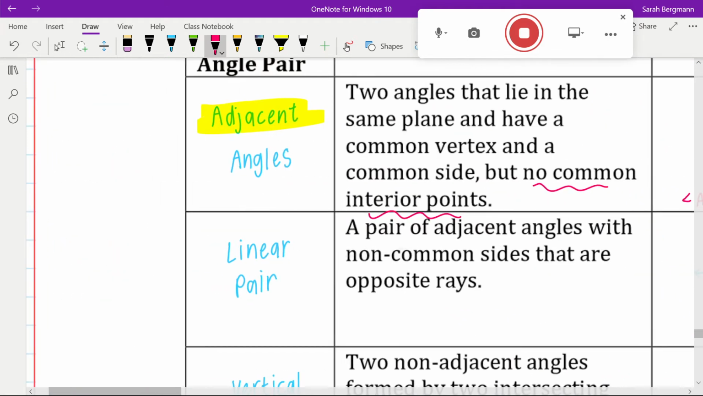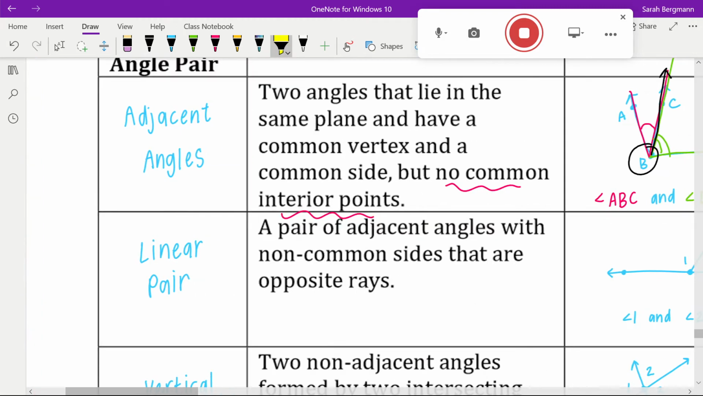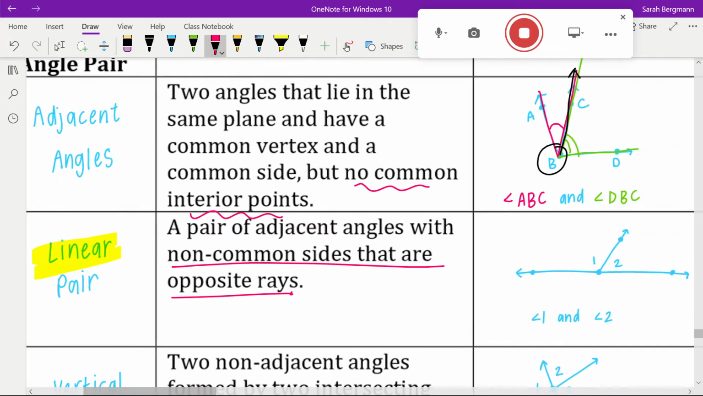The next special pair is called a linear pair. A linear pair, you can think of it because linear, think line. So basically, it's a pair of adjacent angles, but the non-common sides are opposite rays. So opposite rays means they are forming a line. Think back to that vocab word.